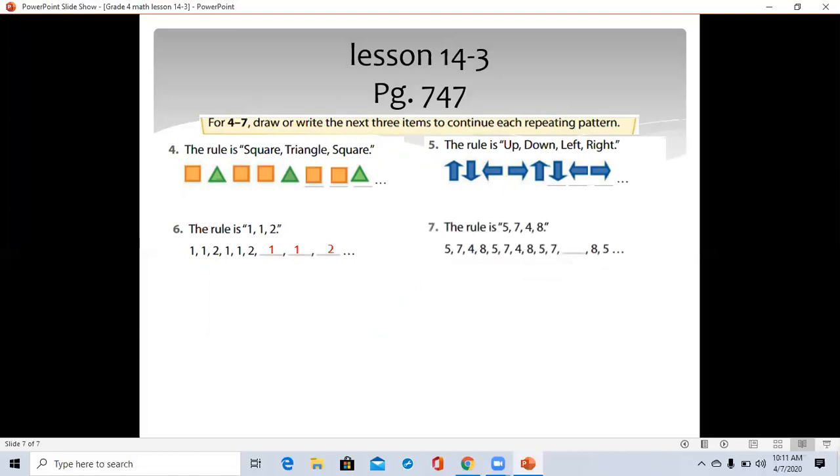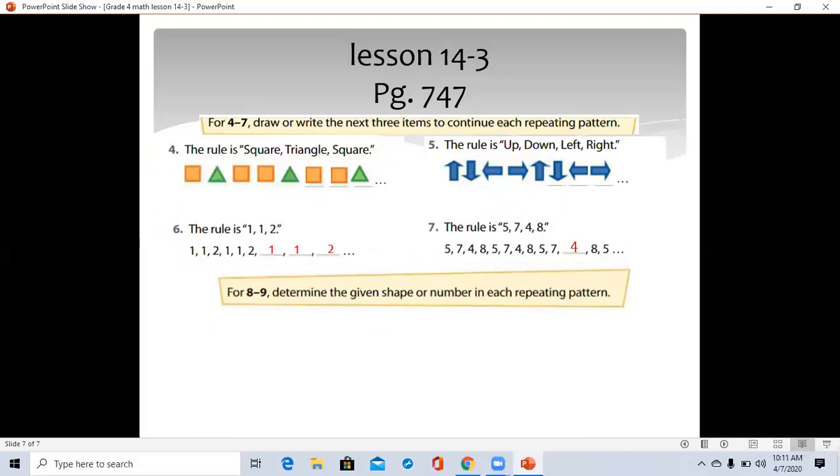Number 7. The rule is 5, 7, 4, 8. So what is the missing number? 5, 7, 4, 8, 5, 7, 4, 8, 5, 7, 4. And the pattern continues.